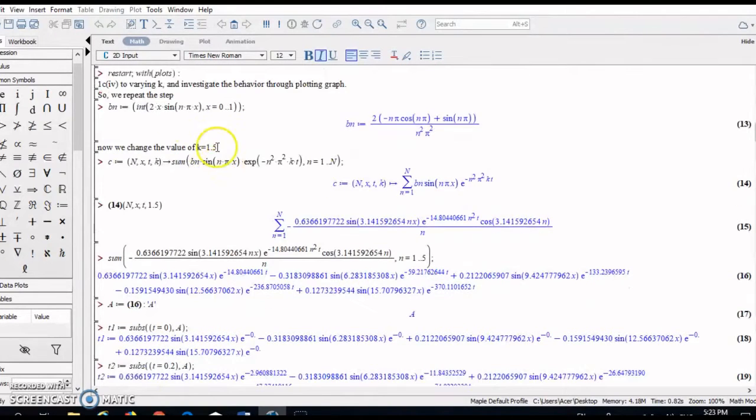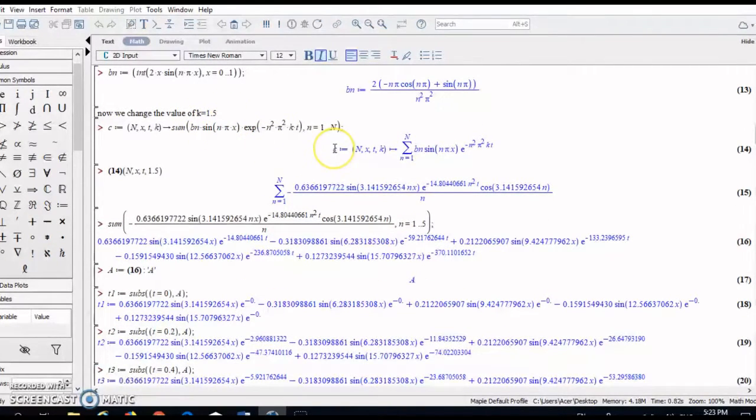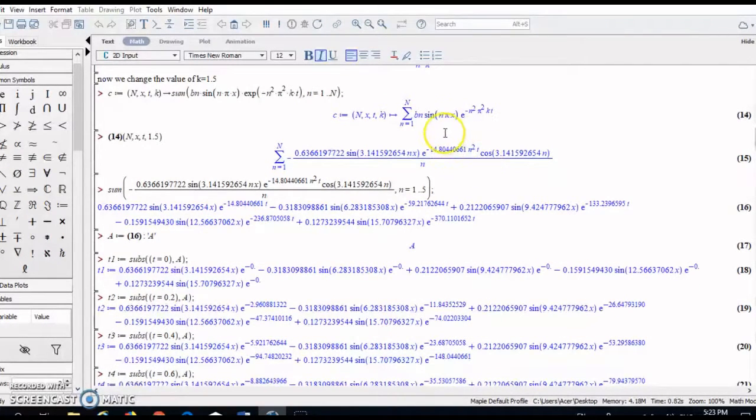Then we change the value of k to 1.5. The previous k value was 1, but now we use k equals 1.5. So we define the c function with the variables n, x, t, and k. We use back the formula, with n equals 1 to n, and this is the function after defined. Then we evaluate this function and put the k value equals 1.5, and we get this as our output.